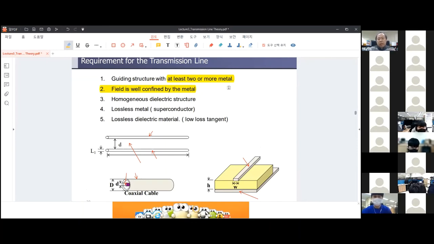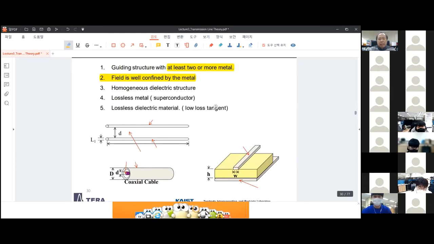And we need to have at least the two metals. And also the dimensions of this metal are very important. This cross-sectional dimension should be much, much smaller than the wavelength to define voltage and current. And so once again, at the cross-section, we can apply the circuit theory and we can apply the voltage and current modeling method. So the cross-section of this transmission line should be much, much smaller than the wavelength.